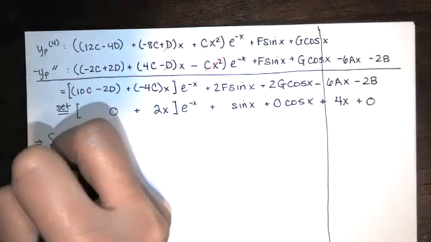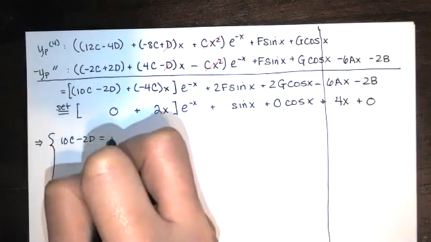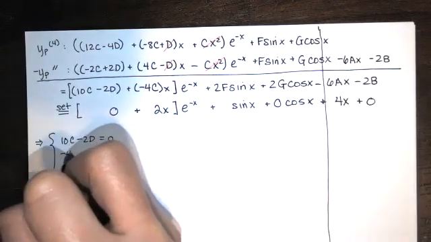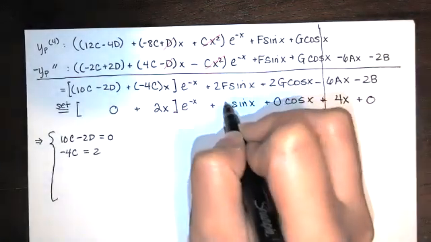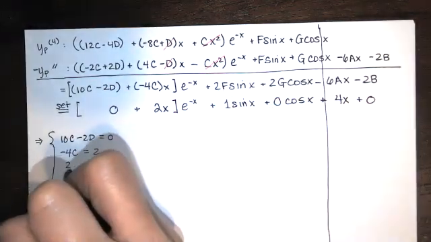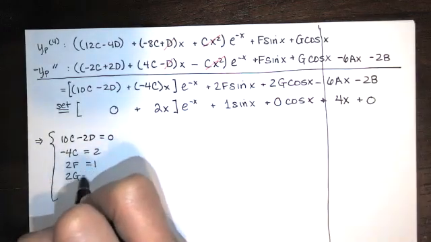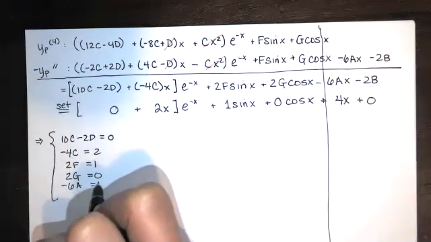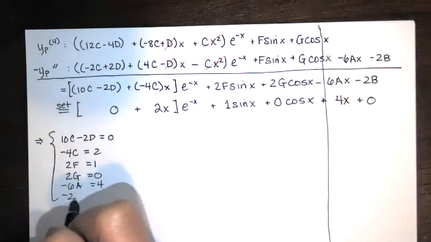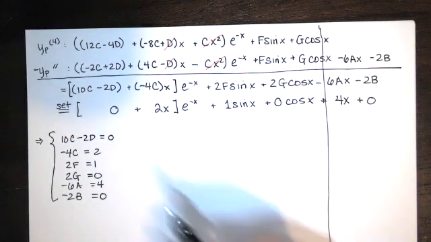So first we'll have 10c minus 2d. That has to be 0. And -4c must be equal to 2. Here, 2f must be equal to 1. Here, 2g must be equal to 0. And here we've got -6a equals 4 and -2b equals 0. So this is a really nice, very easy to solve system.